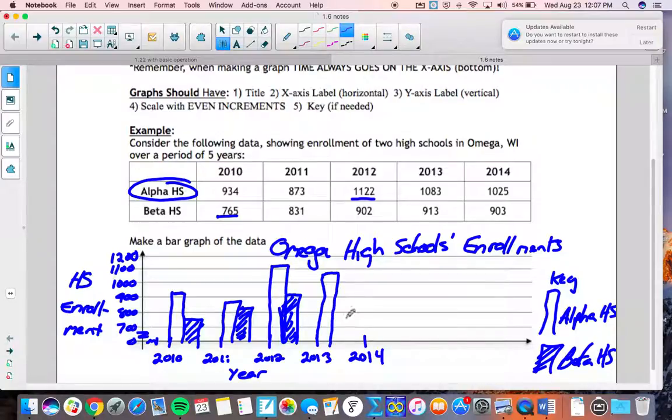Notice my lines are not perfectly straight, and that's okay, folks. Try to make them as straight as you can, but don't get in a tizzy over that. That was beta, so I'm shading it. So on and so forth. Now in a second, we're going to analyze what's happening here.